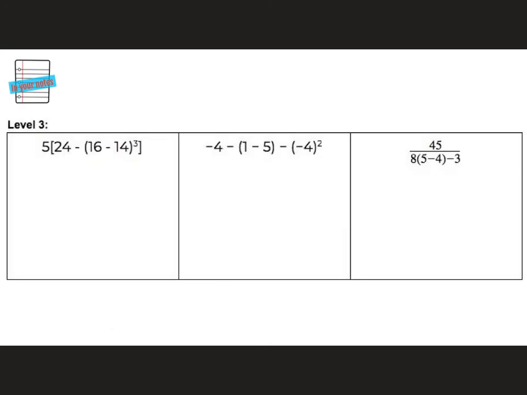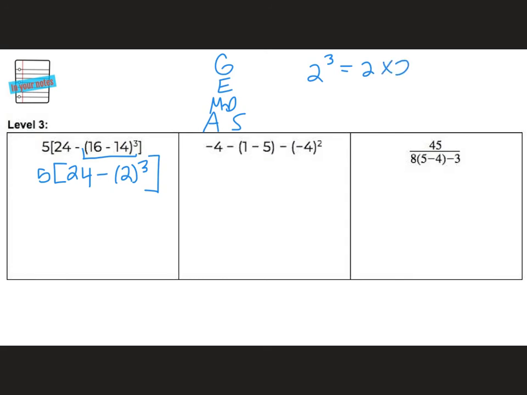All right, let's look at a couple level 3 examples. First one here. We're going to start in our innermost set of parentheses. So we have 16 take away 14, which is 2. Here's what we're left with then. Now inside of those brackets, I've got subtraction and an exponent. And we know our exponent is going to come before our subtraction. So 2 to the power of 3 is 2 times itself 3 times. So 2 times 2 is 4, times another 2 is going to give us 8.